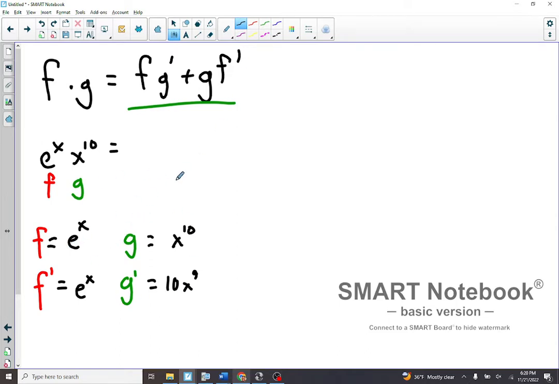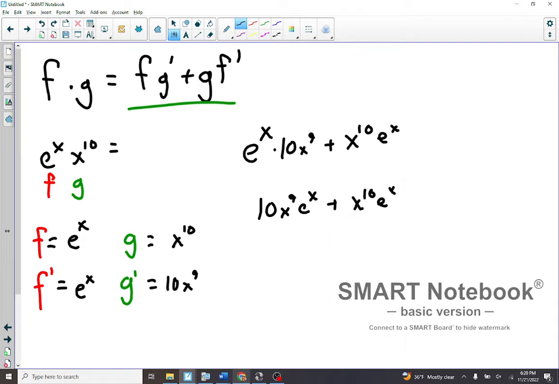With that in mind, we're going to rewrite this. So f, which is e to the x, times g prime, which is 10x to the 9th, plus g, which is x to the 10, times f prime, which is e to the x. Okay, and I'm just going to rewrite it so it's a little bit neater: 10x to the 9th e to the x plus x to the 10th e to the x. So e to the x makes it kind of easy to derive. So that's pretty useful.